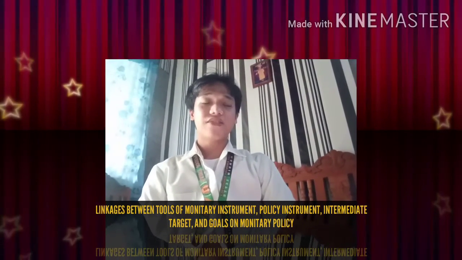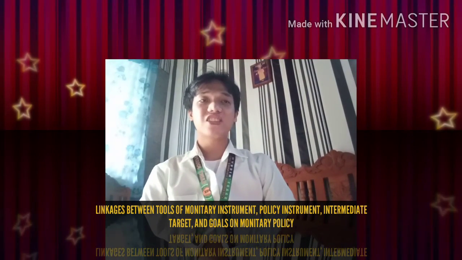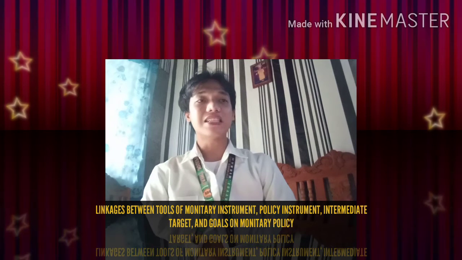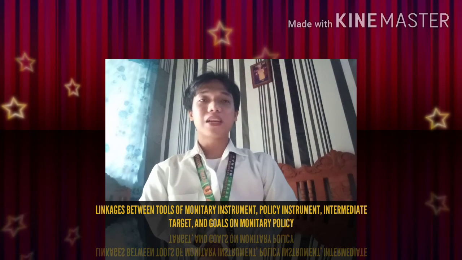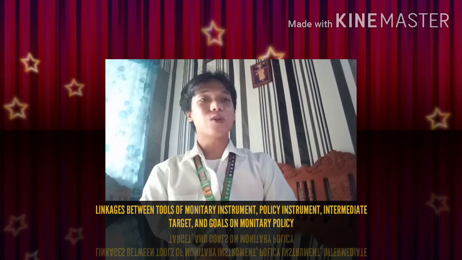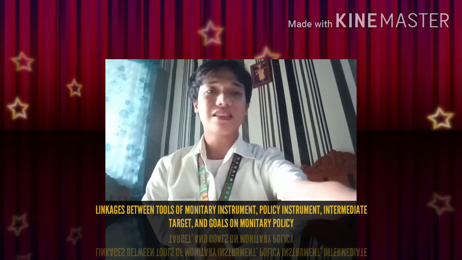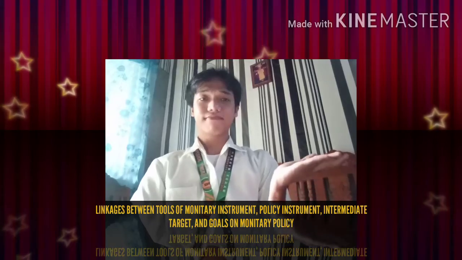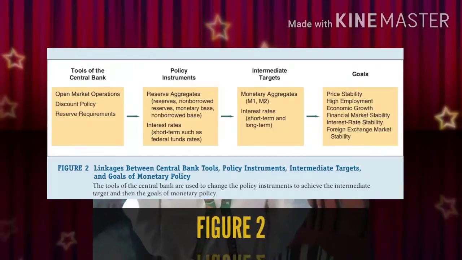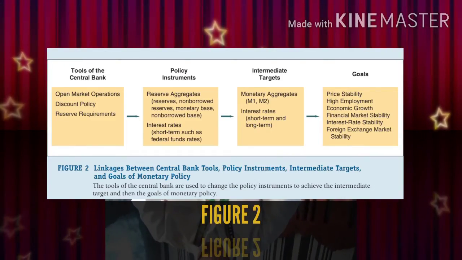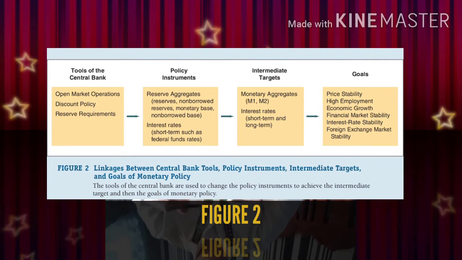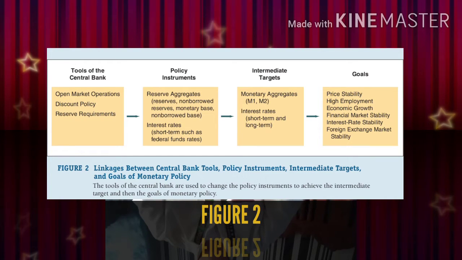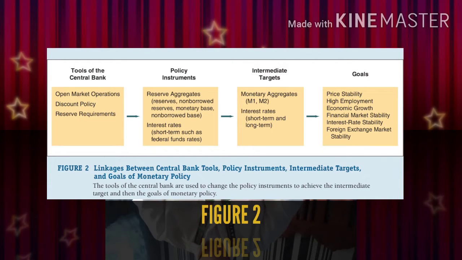As a study aid, figure 2 shows a schematic of the linkages between the tools of monetary policy, policy instruments, intermediate targets, and the goals of monetary policy. This is figure 2. The tools of a central bank are used to change the policy instruments to achieve intermediate targets and then the goals of monetary policy. So this is the format.